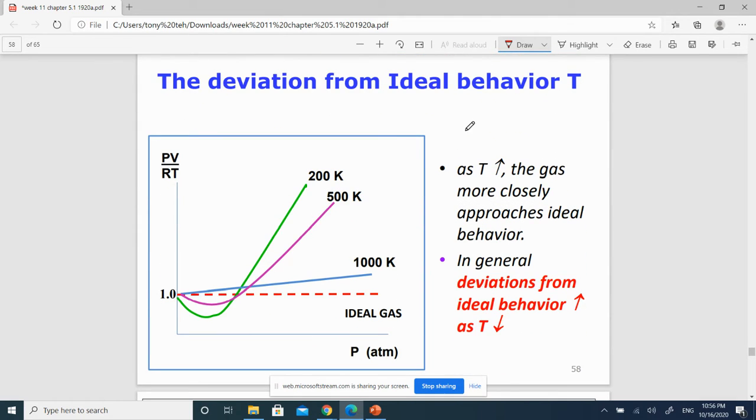Now we can look at the graph again. PV per RT is supposed to be equal to 1. However, only when temperature increases does the gas more closely approach ideal behavior. So in general, deviation from ideal behavior increases as temperature decreases.